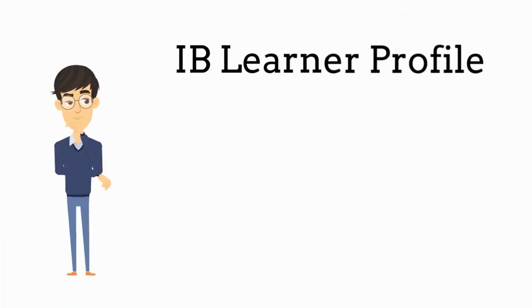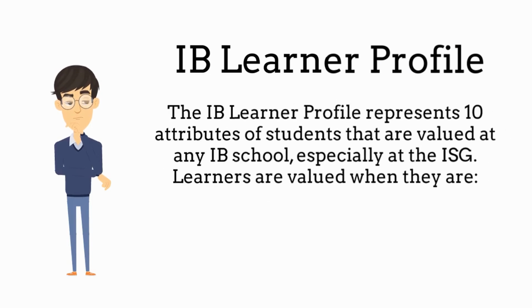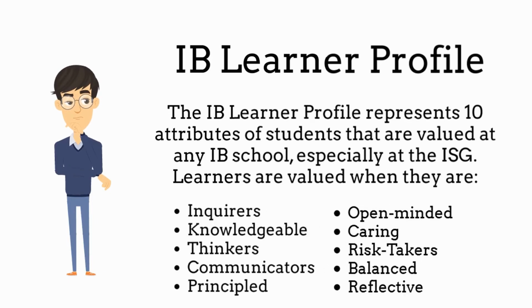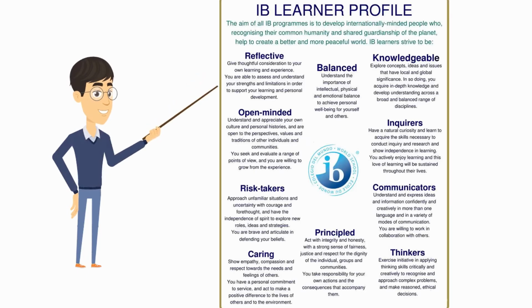The IB Learner Profile. The IB Learner Profile represents 10 attributes of students that are valued at any IB school, especially at the ISG. Learners are valued when they are inquirers, knowledgeable, thinkers, communicators, principled, open-minded, caring, risk-takers, balanced, and reflective. For example, the IB Learner Profile attribute open-minded refers that students can consider the perspectives and opinions of others. Because there are too many to discuss, feel free to pause the video and check the descriptions of the other IB Learner Profile attributes.